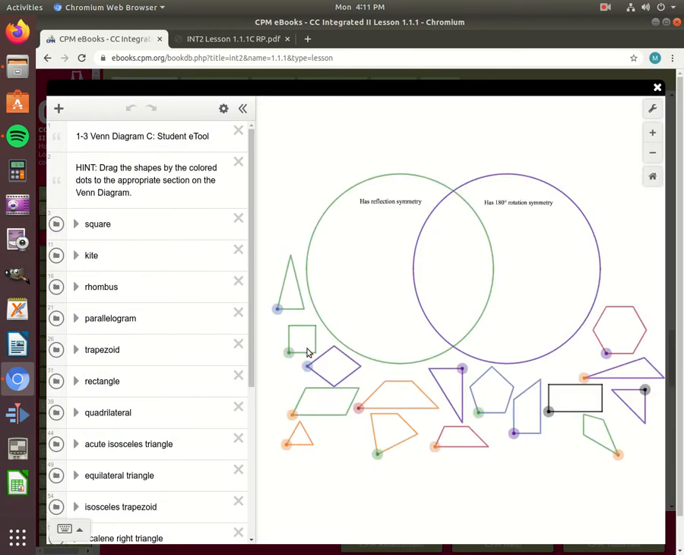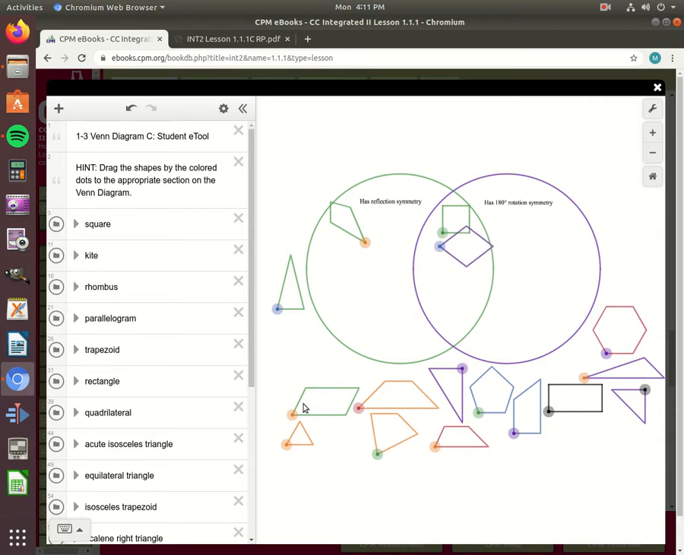So a square, yeah, that would be for both, right? If I picked this up and turned it 180 degrees, it would look the same. And if I went ahead and put a line down the middle, it would look the same. A kite, it definitely has reflection symmetry, but I do not believe it has rotation symmetry. So we'll go over here. A rhombus looks like it has both, right? We can cut it in half or we can spin it.